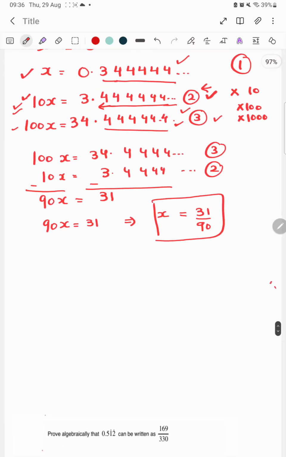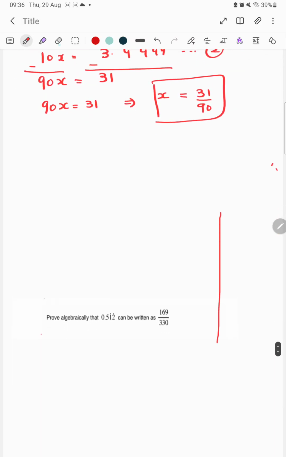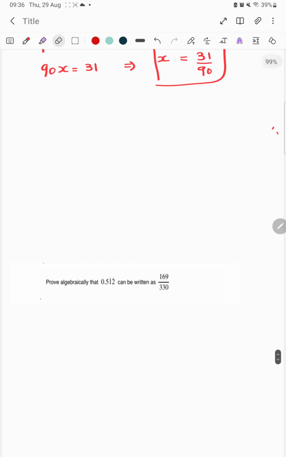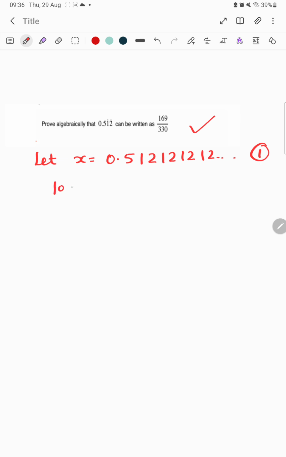Now the second question, an example: prove algebraically that 0.512 with a dot on the top of both 1 and 2 can be written as 169 over 330. The same process applies. First, let x be equal to 0.5 with 1 and 2 repeating again and again, so I will write it this way. This is equation 1. Then I multiply the first equation by 10.